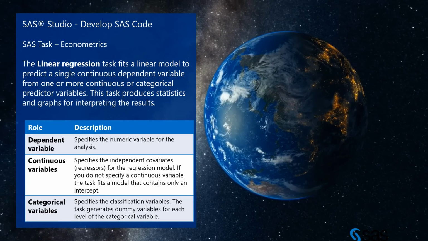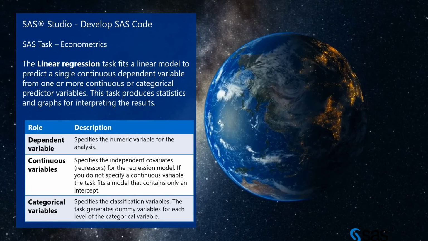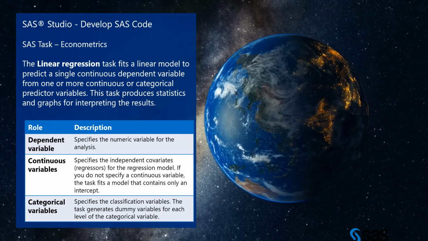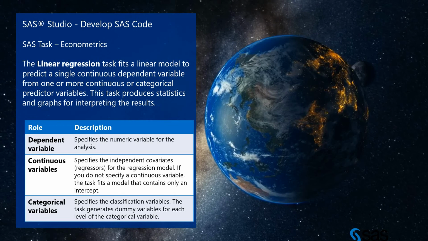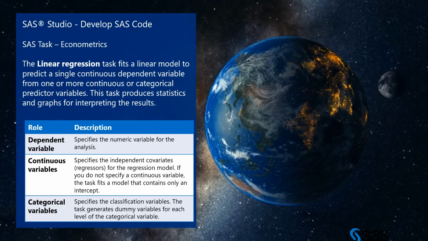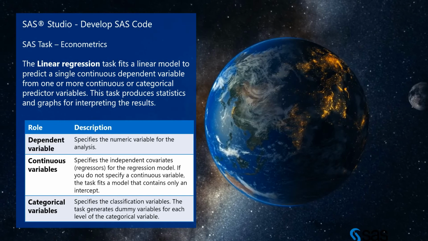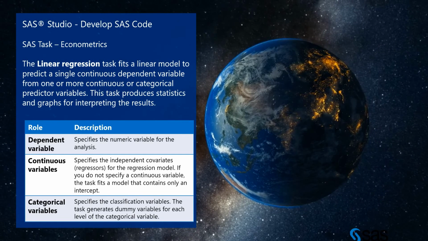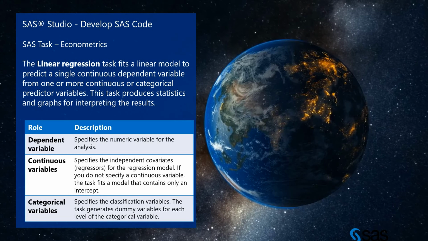This task produces statistics and graphs for interpreting the results. So what is a dependent variable? The dependent variable specifies a numeric variable for the analysis. The continuous variable specifies the independent covariates or regressors for the regression model. If you do not specify a continuous variable, the task fits a model that contains only the intercept. And what is a categorical variable? The category specifies the classification variable. The task generates dummy variables for each level of the categorical variable.